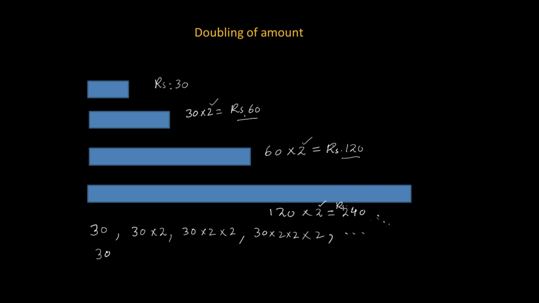We can also write this as 30 multiplied by 2 power 1. Only 2 is multiplied, and this we can write as 2 power 2. 2 multiplied by 2 is written as 2 power 2, and this fourth term is written as 2 multiplied 3 times, so 2 power 3, and so on. What will be the next term? The next term will be 30 multiplied by 2 power 4, and so on.